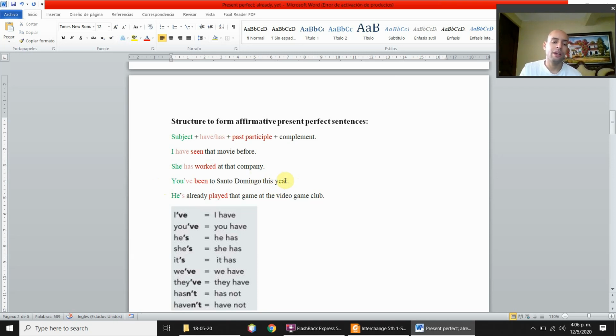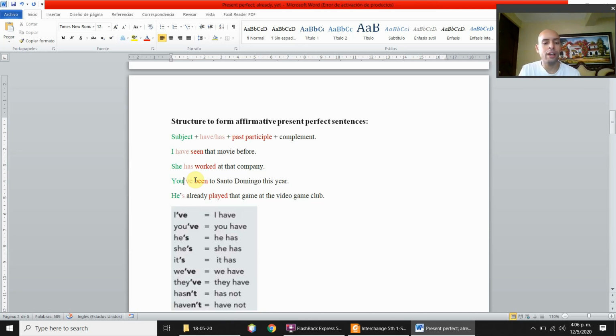You've been to Santo Domingo this year. You might be confused because we are being specific, this year, but you don't know what month or what day. So even though you are being a little bit specific about when the person went to Santo Domingo, you are not being specific about the month or the day.